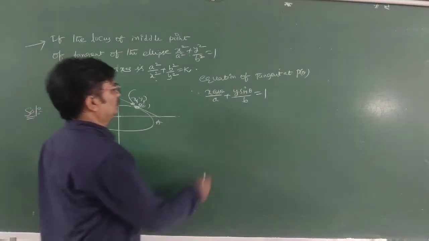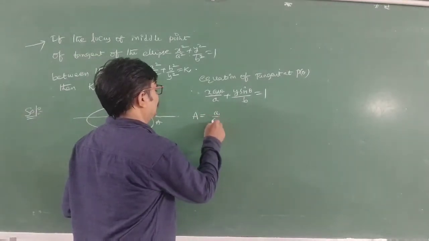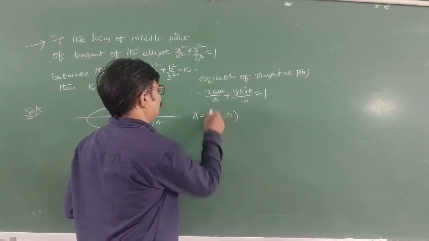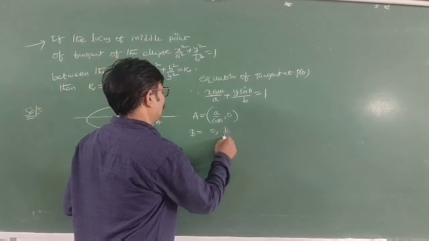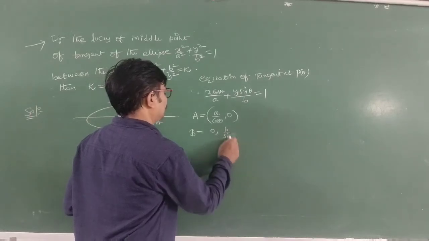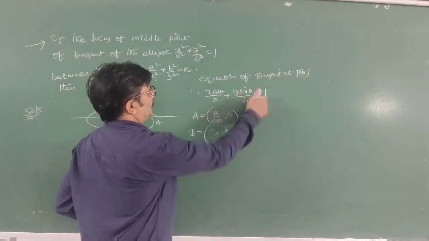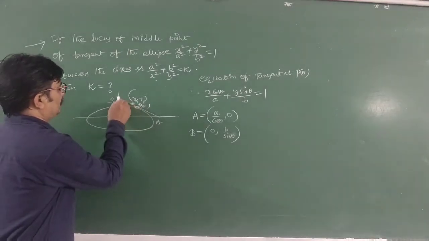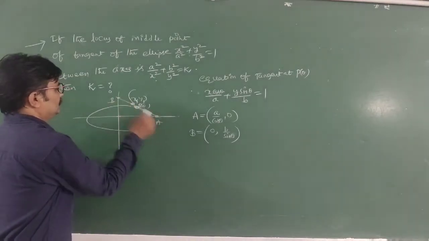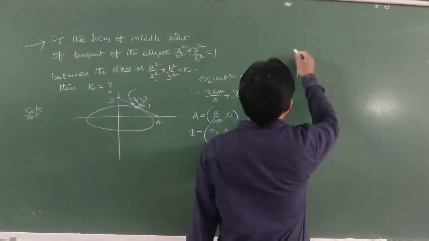Now students, this is the point A equal to (a by cos theta, 0). B is (0, b by sin theta). My dear students, the capital A is (a by cos theta, 0) and B is (0, b by sin theta). Now find the locus of the midpoint of AB.